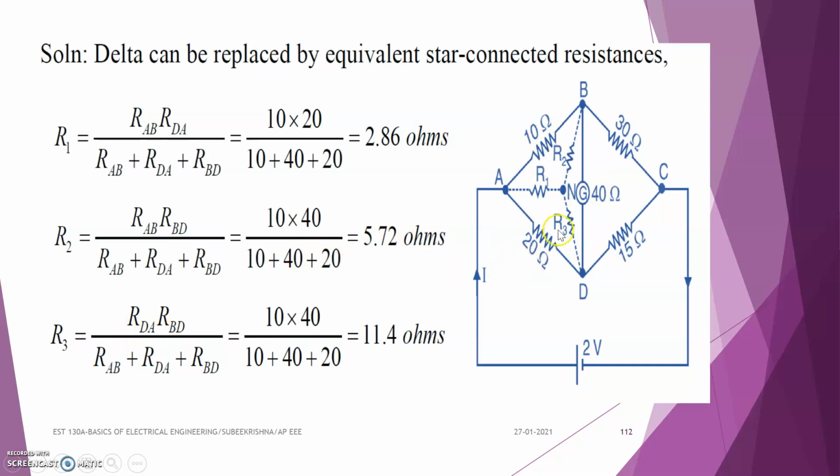For the third resistance, that is RD, the resistance connected on the upper side is 40, and here it is 20. So 40 into 20 divided by 10 plus 40 plus 20. So we get 11.4 ohms.